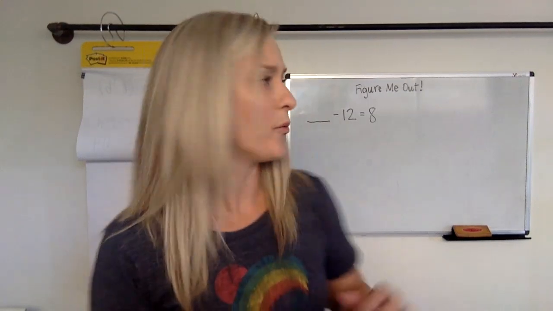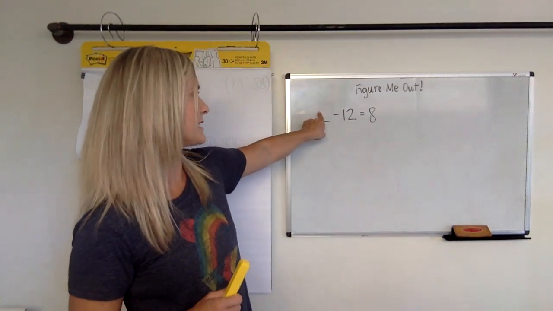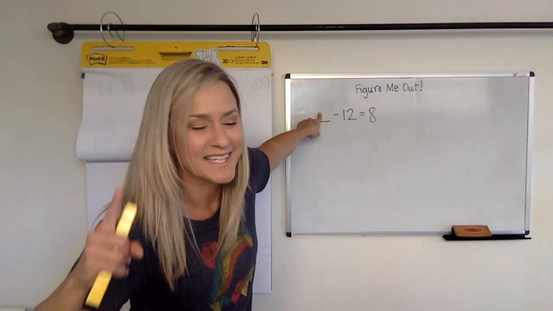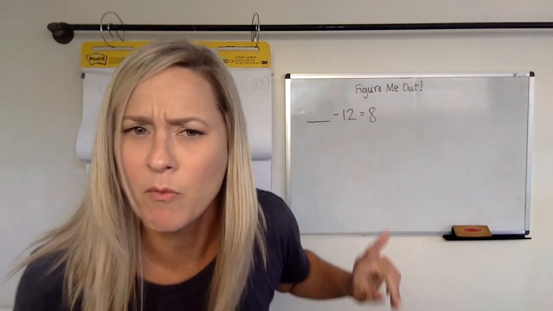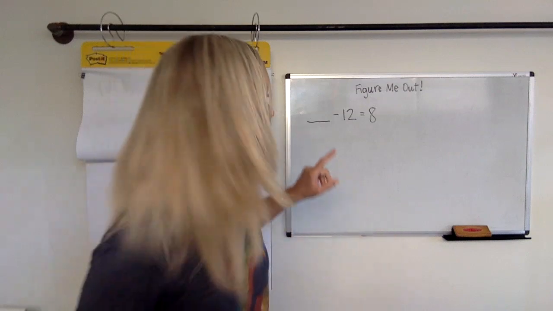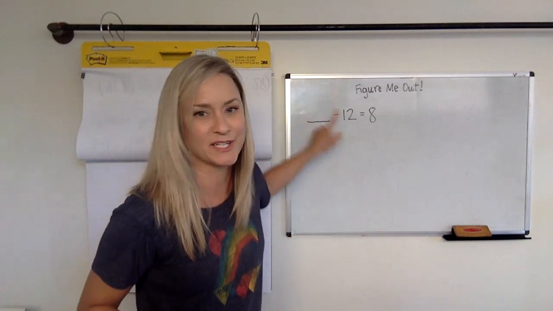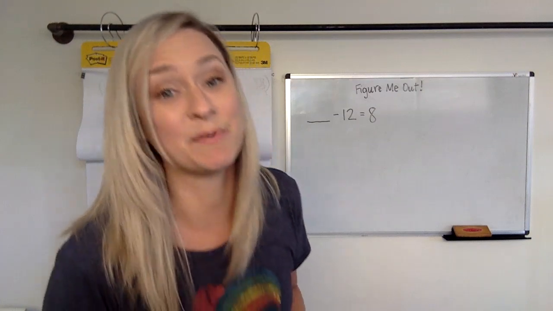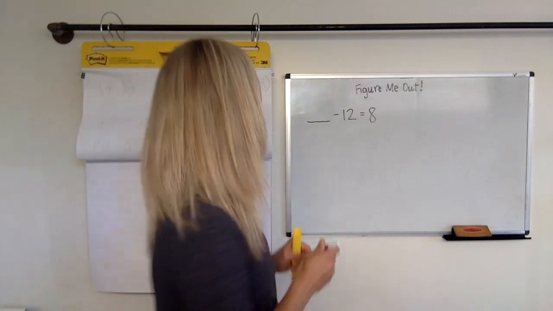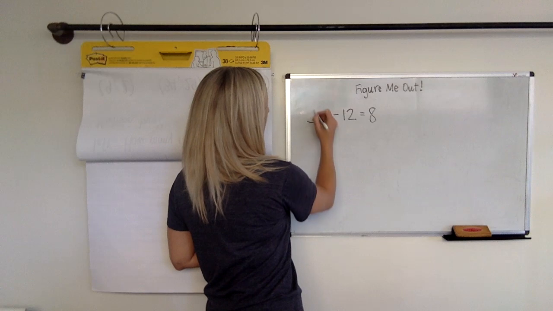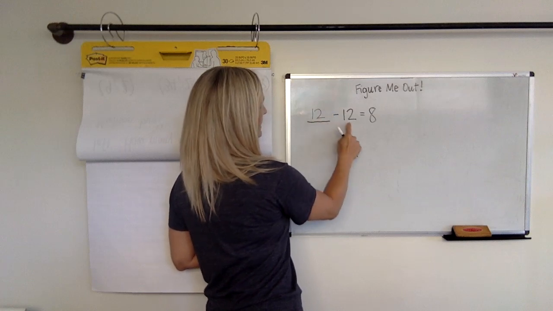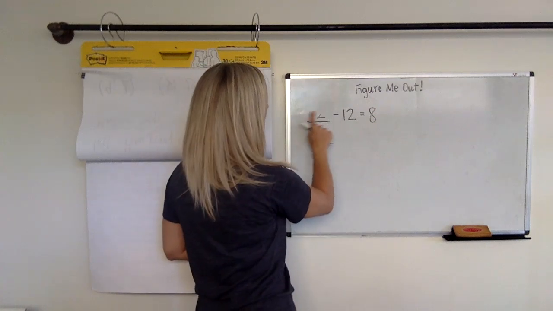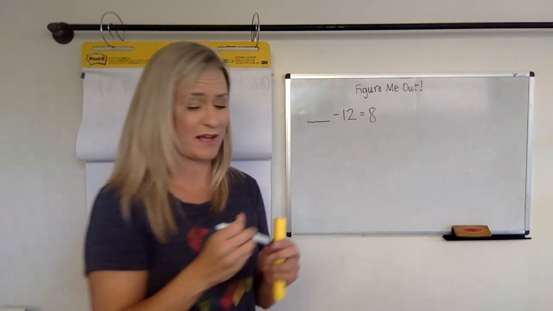Okay, what did you figure out? Would this number be more than 8 or less than 8? On the count of 3, I want to hear you. 1, 2, 3, tell me. That's right, it's more than 8. Okay, how about more or less than 12? Okay, ready? On the count of 3. 1, 2, 3, tell me. It has to be more than 12. And we know that because if we put 12 right here, 12 minus 12 equals 0, right? So we know this number is going to have to be bigger than 12.